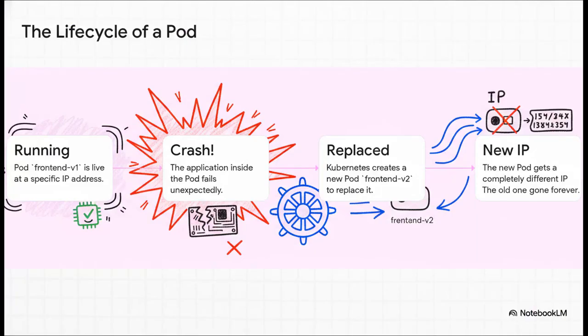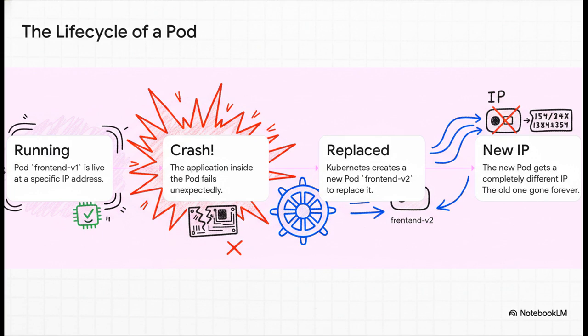Let's actually walk through what this looks like in the real world. So your front-end V1 pod is up and running, humming along at its IP address, but then, oops, something goes wrong. A bug, it runs out of memory, whatever, and it crashes. Kubernetes, like the good manager it is, sees this and instantly spins up a replacement. But here's the kicker. That new pod, front-end V2, gets a brand new, completely different IP address. The old one is gone.